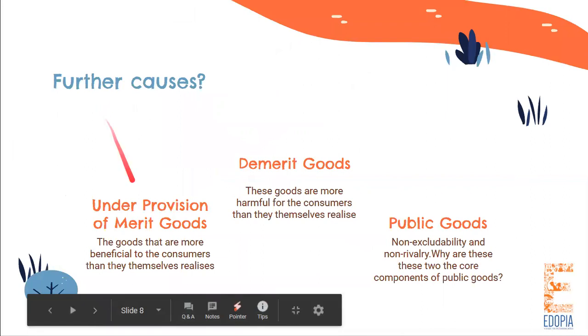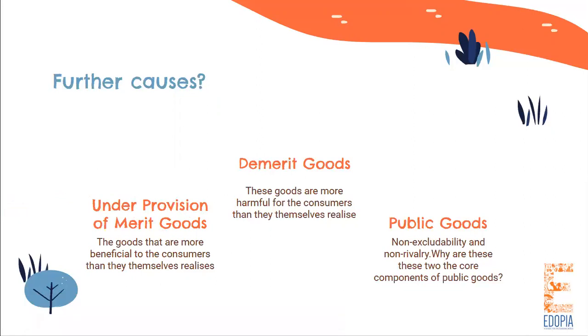Now, the further causes are under provision of merit goods. So basically, merit goods are those goods which are more beneficial for you than you yourself realize. For instance, getting vaccinated, or getting education, or using the right amount of healthcare facilities.